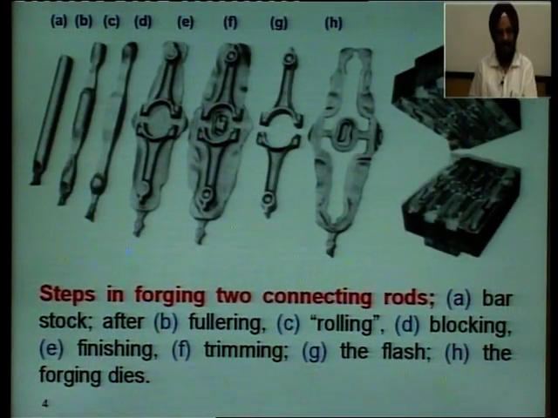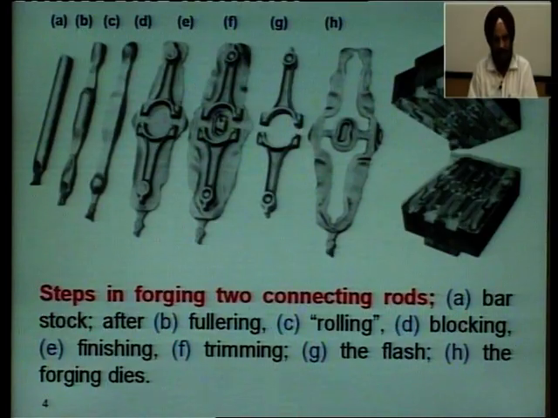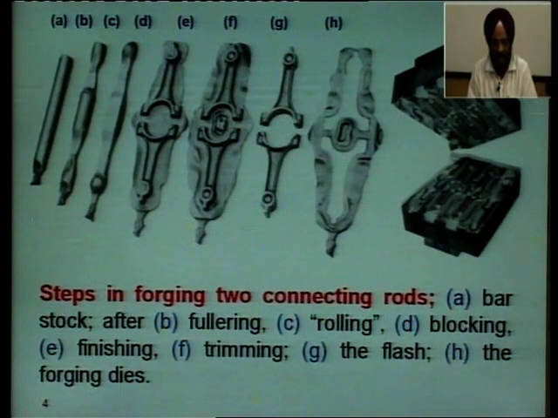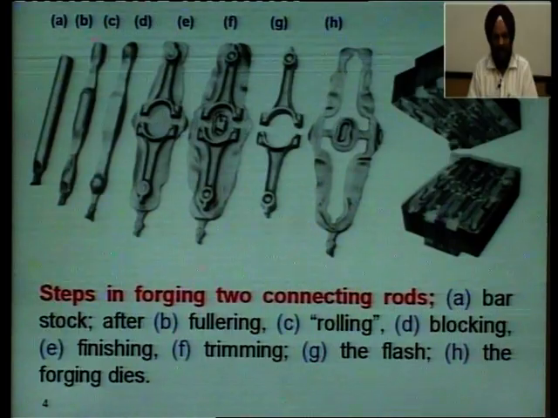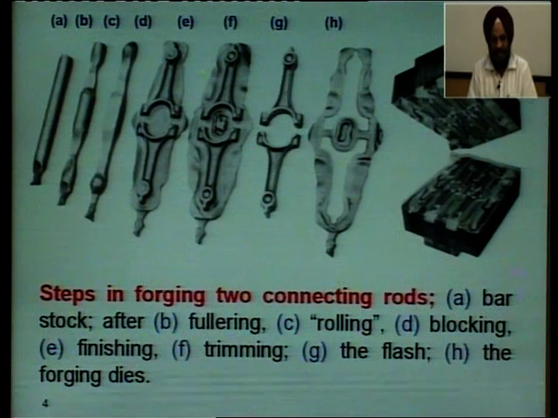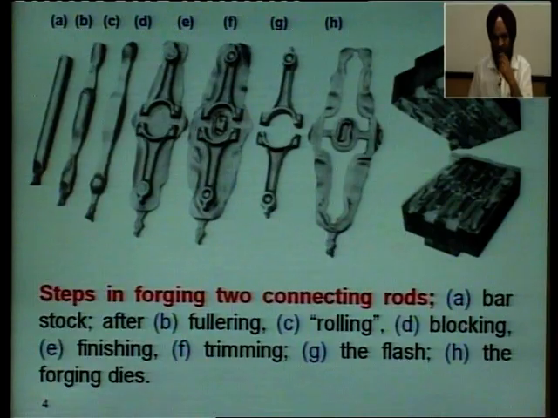So these are some of the examples of formed components. A is bar stock, then B is fullering, C is rolling, D is blocking. That means these are components made by blanking, finishing, trimming. G shows the flash, and H is this is flash. Just see, this is flash here, this is flash here, this is flash here. This has to be removed, and these are the forging dies.